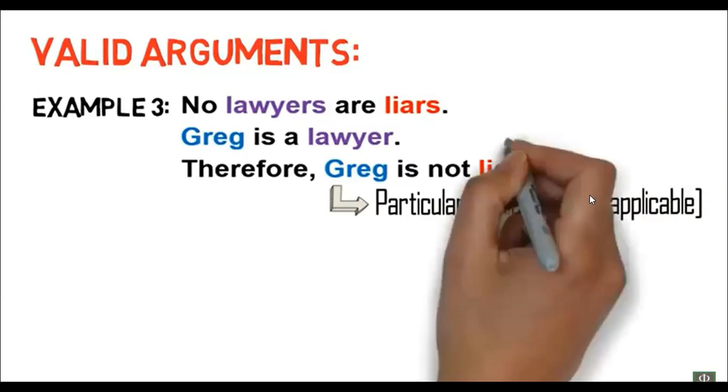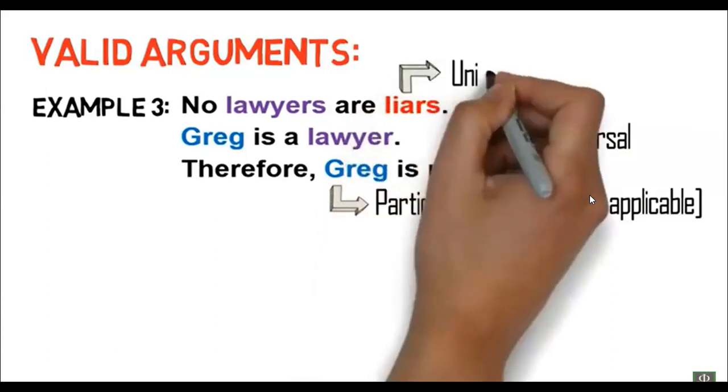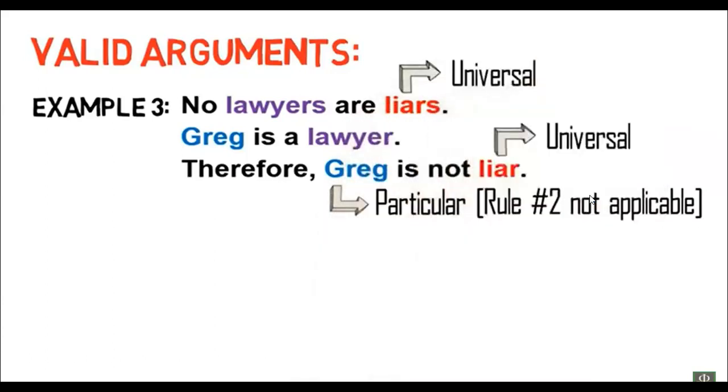Now, if we look at the major term liar in the conclusion, it is universal because it is a predicate term of a negative proposition. But because the minor term liar is also universal in the first premise, because again, it is a predicate term of a negative proposition, then this argument satisfies rule number 2.